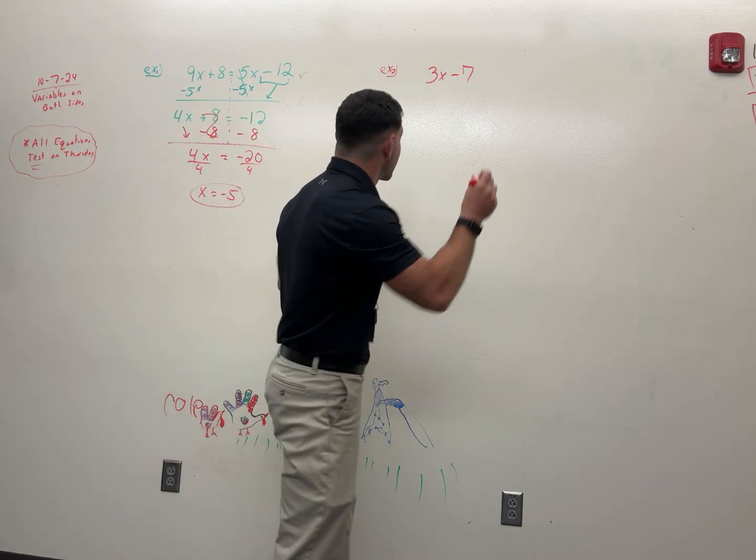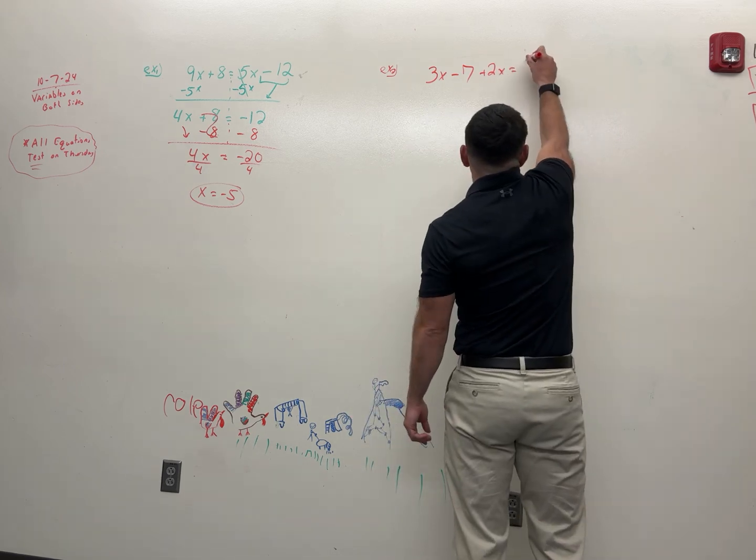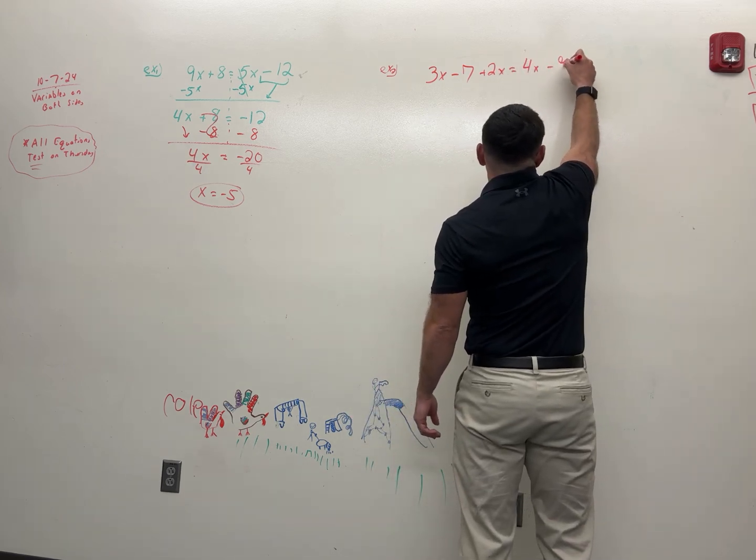So I'm all right. 3x minus 7 plus 2x equals 4x minus 9.